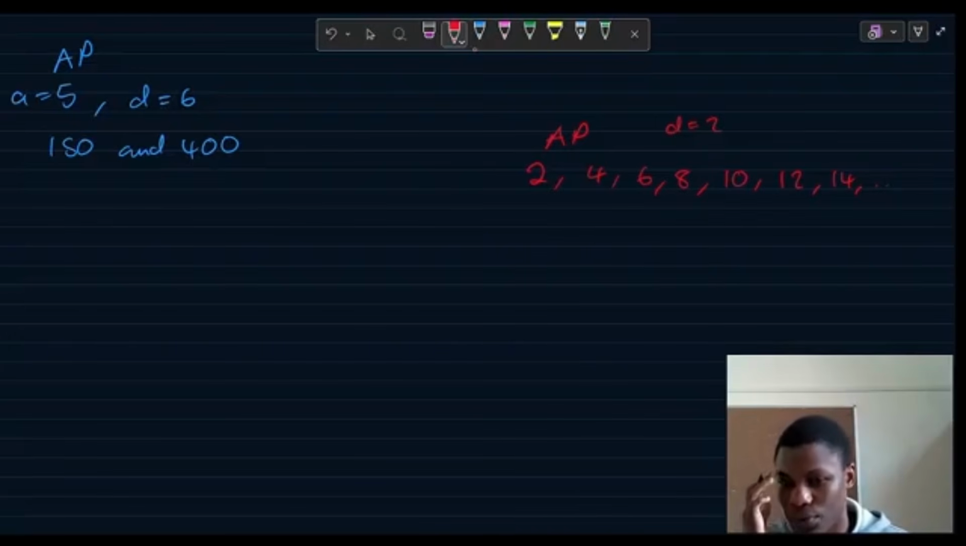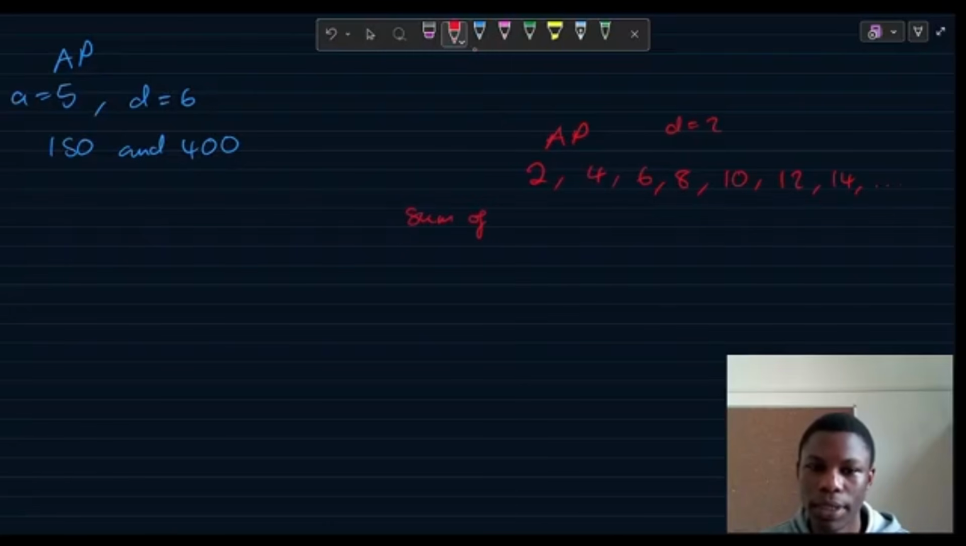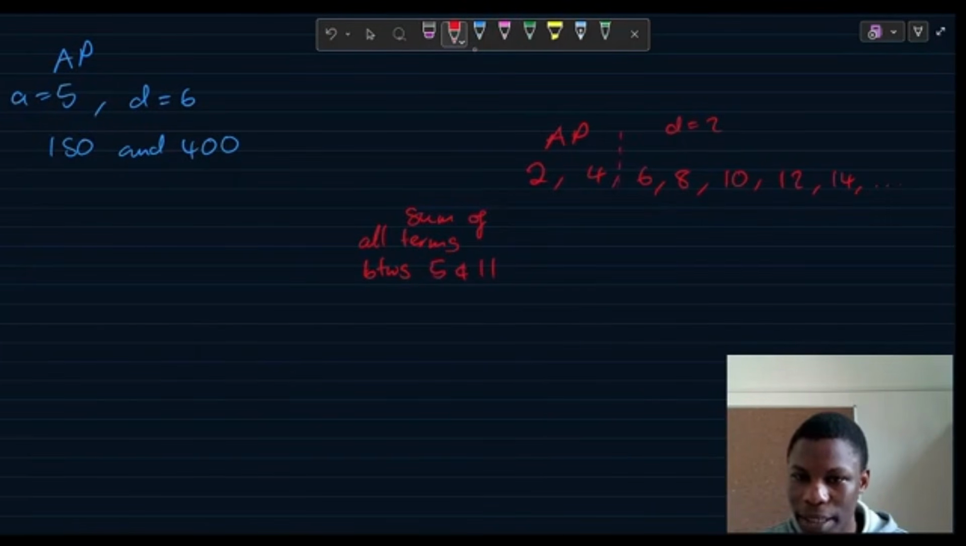And then I asked you to find the sum of all the terms that lie between 5 and 11. So between 5 and 11, the first term that's more than 5 is your 6. The last term that fits within this interval would be 10. So what I'd be asking you to do is to find the sum of 6 plus 8 plus 10, which would be 24 in this case.